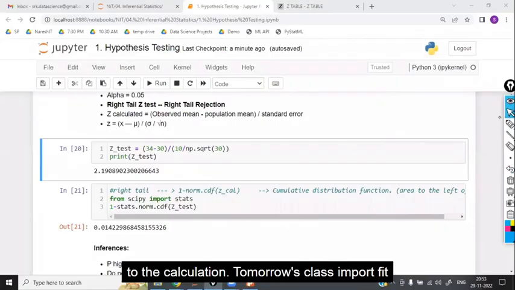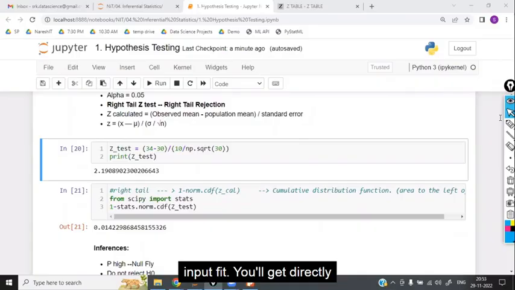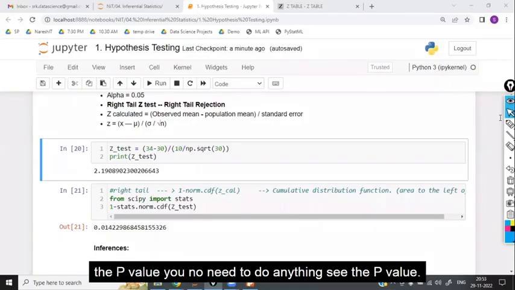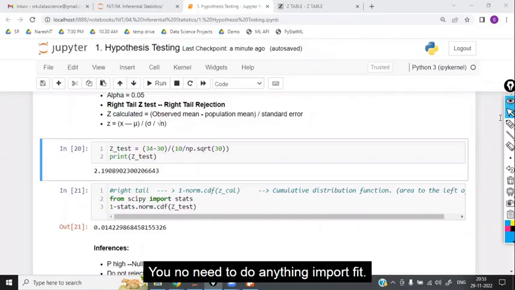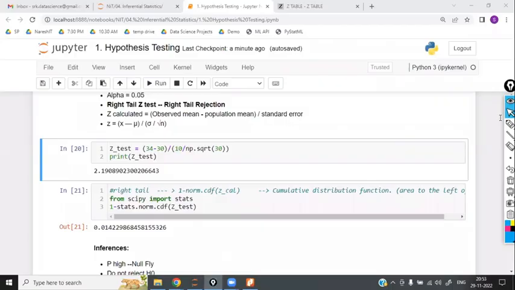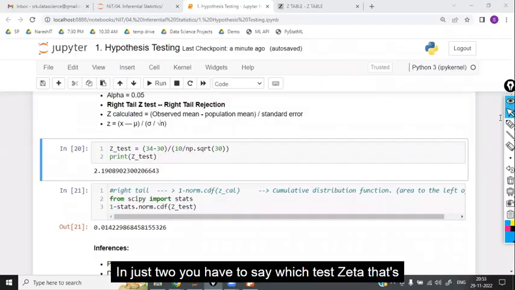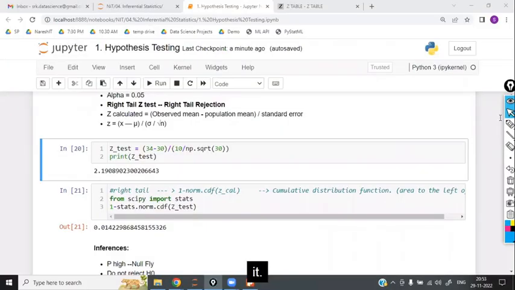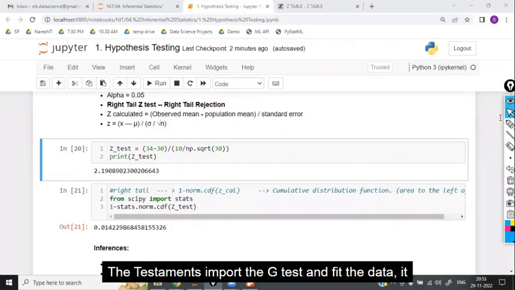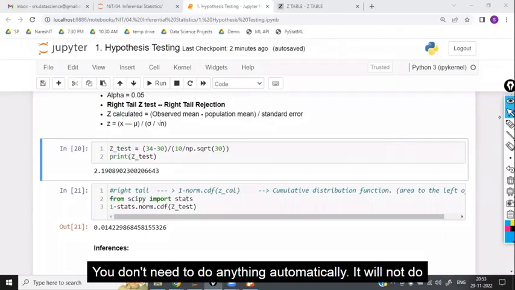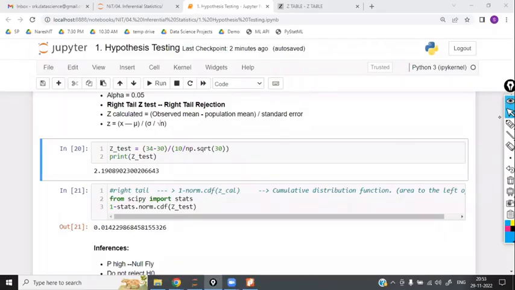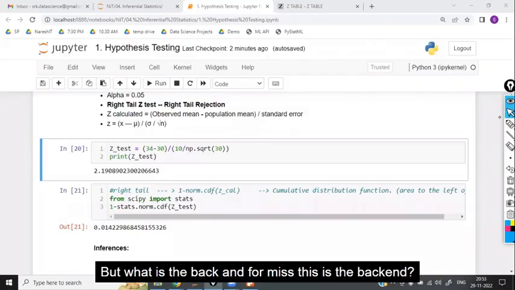Tomorrow's class: import, fit. You will get the p-value directly. You don't need to do anything. See the p-value and conclude. You just have to say which test, z-test or t-test. For the z-test, import the z-test and fit the data. It will only give the p-value and apply everything. Based on the p-value, accept or reject. Automatically it will do everything. But what is the backend code? This is the backend.